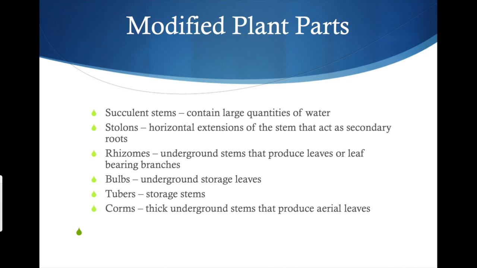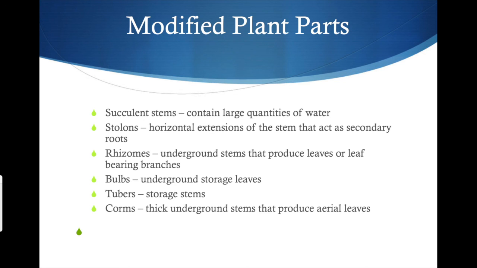storage leaves. An example of a bulb would be like an onion, right? Tubers are a storage stem. Corms, thick underground stems that produce aerial leaves. All right, so that's the end of chapter 13.